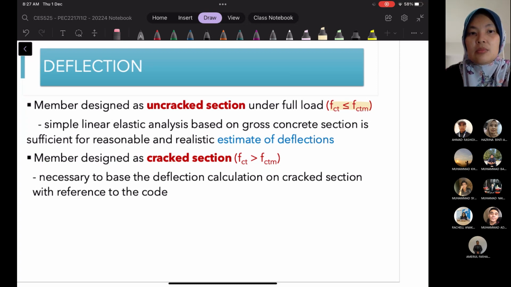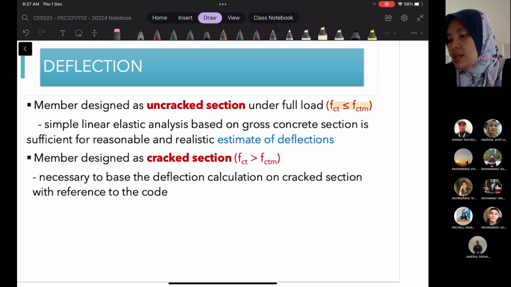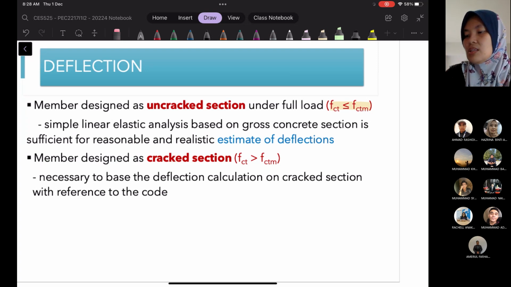Right? Okay, so this is in terms of the tensile stress in the beam itself. If we are designing a member under an uncracked section, we are going to do a simple linear elastic analysis based on the gross concrete section. It is sufficient for a reasonable and realistic estimate of deflections. So if we design our section as an uncracked section, right?